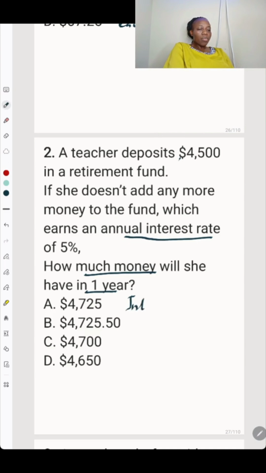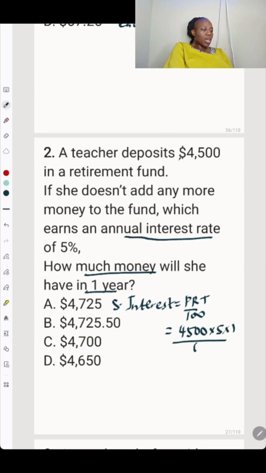Interest will be like what? Like simple interest. Now since it's just a year, that's going to be PRT over 100. If you want to use the formula for the amount, that one is also good. Yeah, and that will be what? P, 4500 times 5 times 1 over 100. All this will divide that, and that will be 45 times 5.